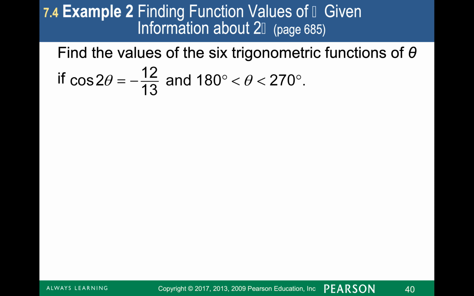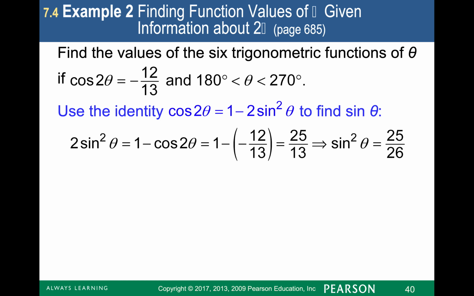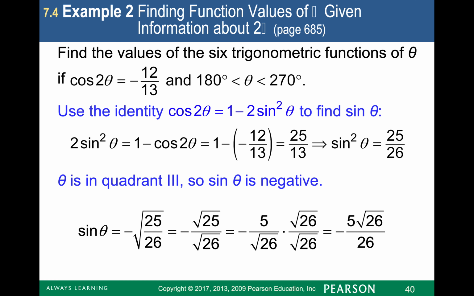Next, let's look at finding the values of the 6 trigonometric functions if I know that cosine 2 theta is negative 12 over 13. So I'm going to utilize that cosine 2 theta identity so that I can figure out what sine theta is. I'm going to replace that and solve, and I'm going to get sine squared theta is 25 over 26. I'm going to need to square root it, but I know that it's in quadrant 3 from the directions because it's between 180 and 270. That tells me that sine is going to be negative. So once I square root it, I rationalize it, and I know that the sine value is going to be negative.